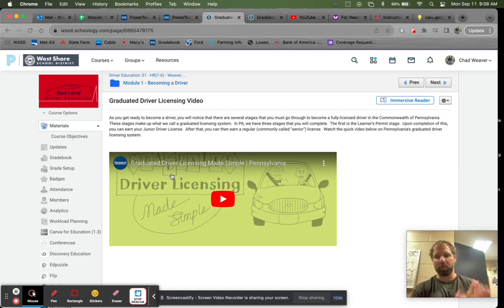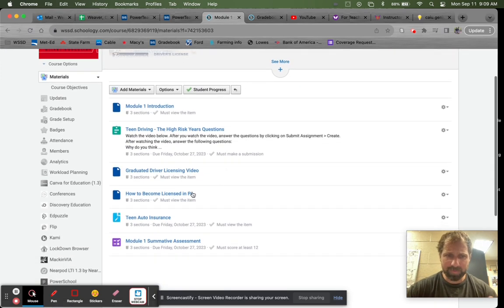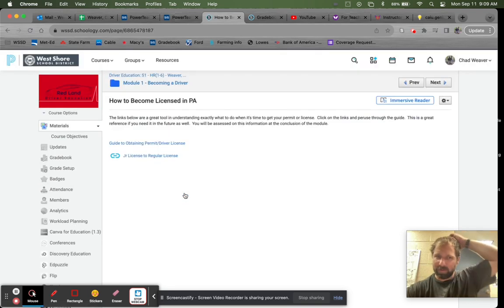And then with the full privileges, as long as you have the seat belts to safely secure everyone, you can have that number of people, and there are no hours of the day that you're not allowed to drive in. So that's what we talk about when we talk about this graduated system. The next one is how to become licensed in Pennsylvania.